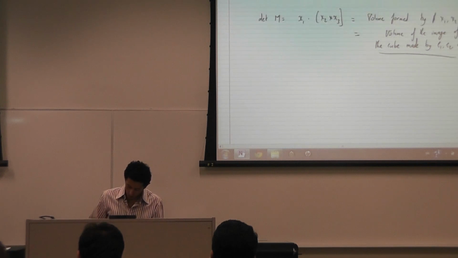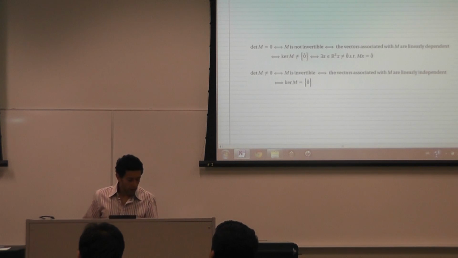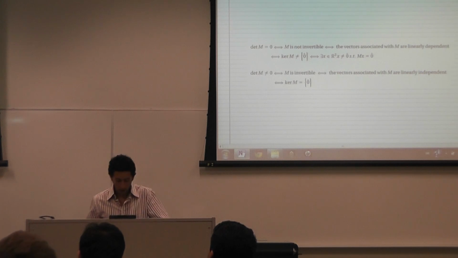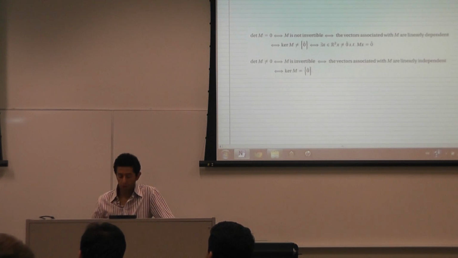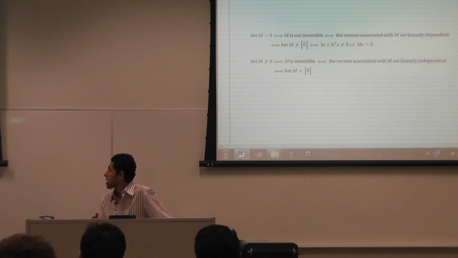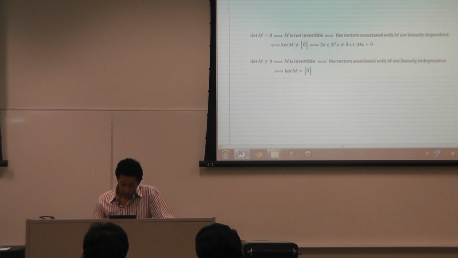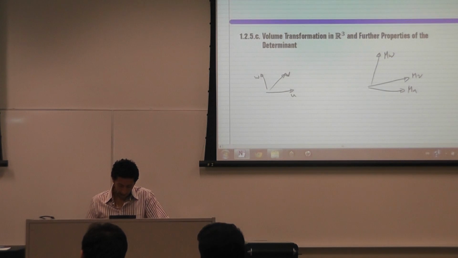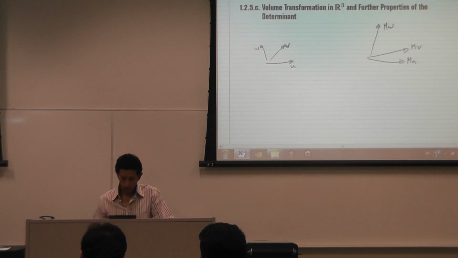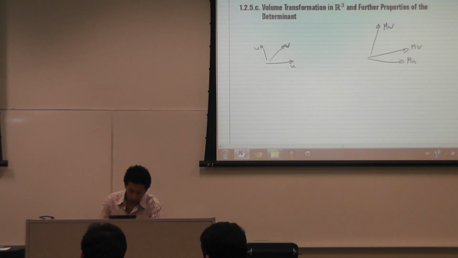And these are the two important arguments. The determinant of M is 0, M is not invertible. The vectors associated with M are linearly dependent. The kernel of M is not just the 0 vector. There exists a vector that's not equal to 0, but Mx is equal to 0. And the opposite argument holds. The determinant of M also gives me the following.